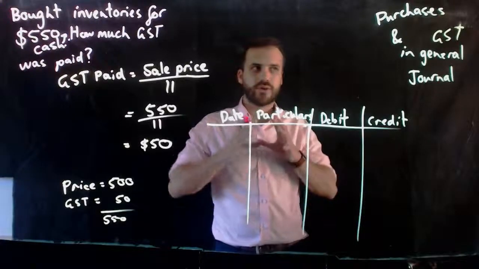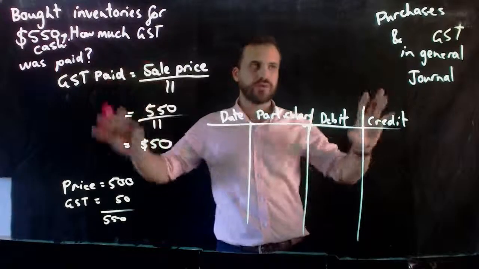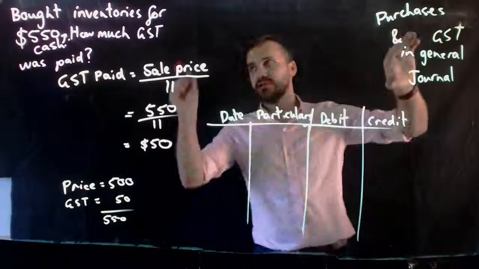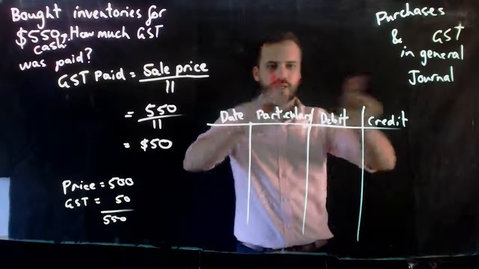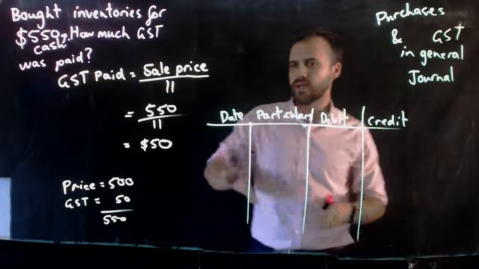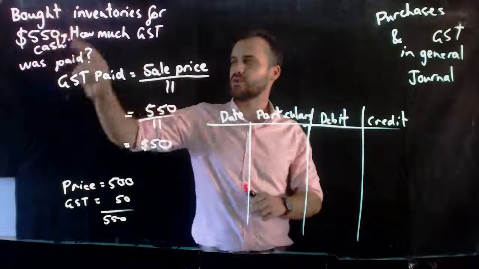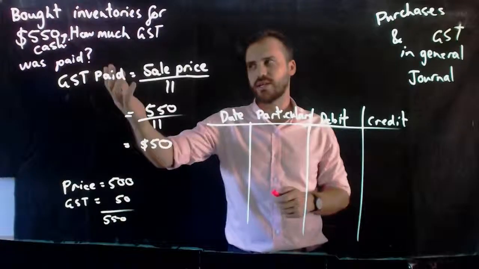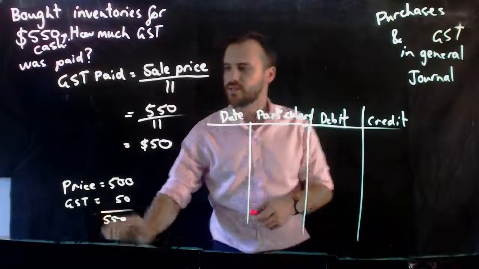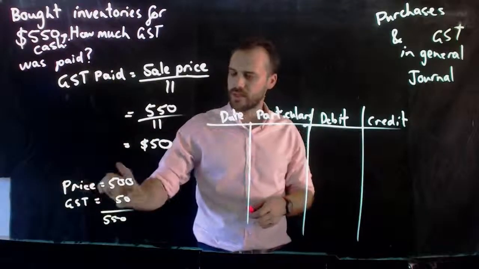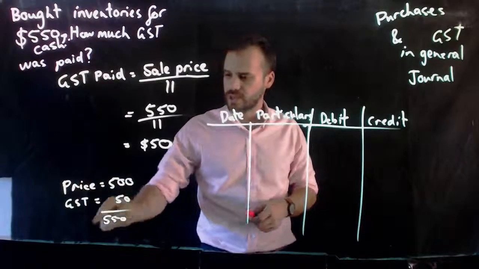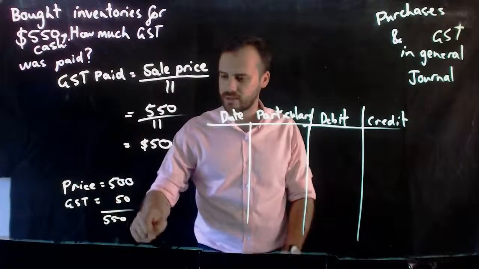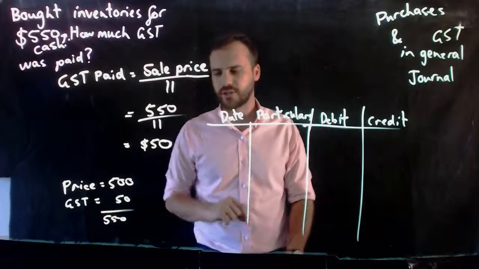Okay, so this video, we've already started with lots on the board. We're going to look at purchases, and GST in the general journal. Now, in the last video, we looked at someone who bought inventories for $550 cash, and we asked how much GST they paid, and then we broke it down like this. They paid $500 in the price, GST of $50, and in total, the transaction was worth $550.